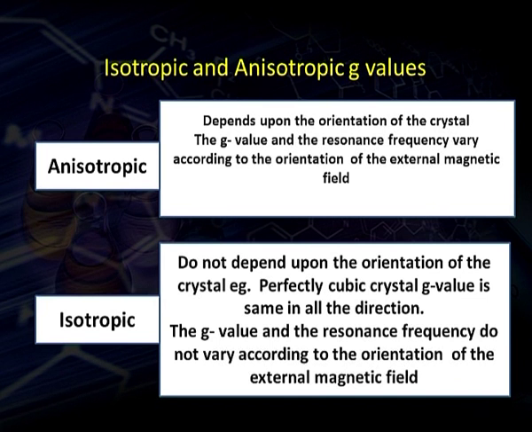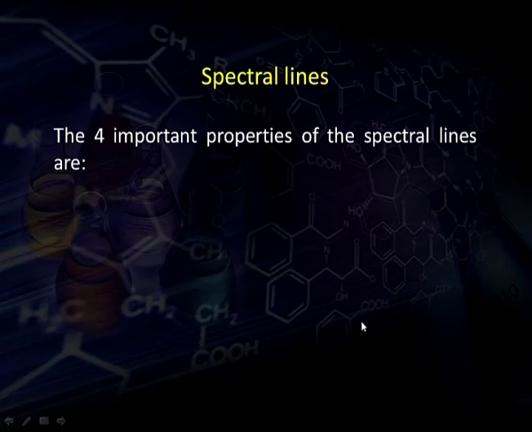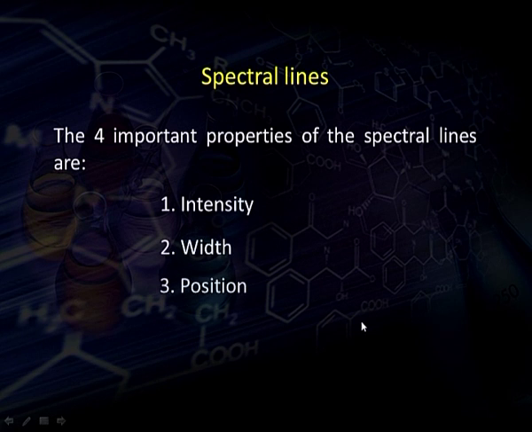In anisotropic G values, the G value and the resonance frequencies vary according to the orientation of the external magnetic field, while in case of isotropic G value, the G value and the resonance frequency do not vary according to the orientation of the external magnetic field. The spectral line obtained when the spectra is recorded has 4 important properties: the intensity, the width, the position and the multiplet structure. So, these 4 properties are very important.